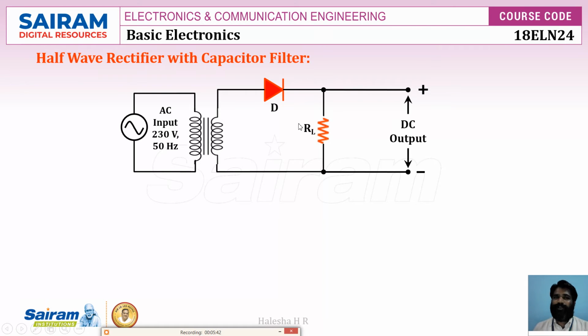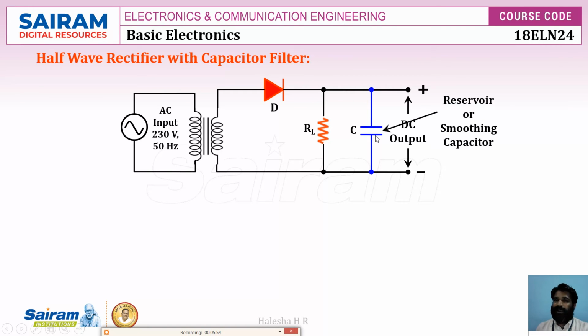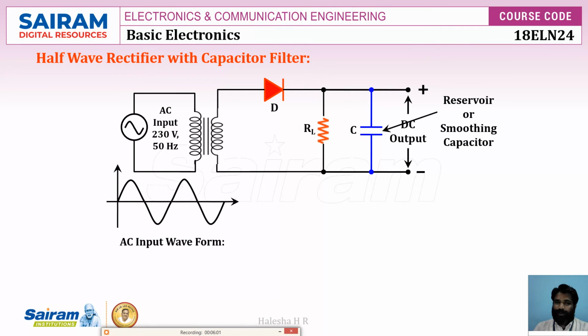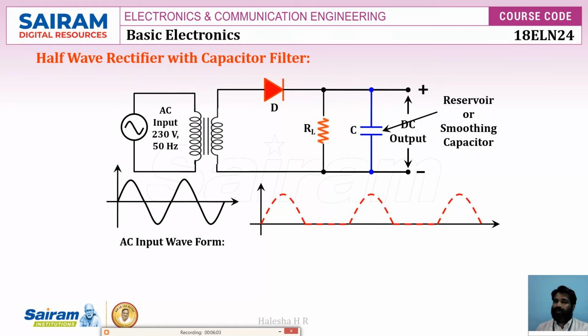Now we'll consider a half-wave rectifier with a capacitor filter. So this is the half-wave rectifier, right? We just connect one capacitor across the load. This capacitor is called a reservoir or smoothing capacitor. Now, as we know, this is the input waveform and this is the corresponding output waveform of the half-wave rectifier.